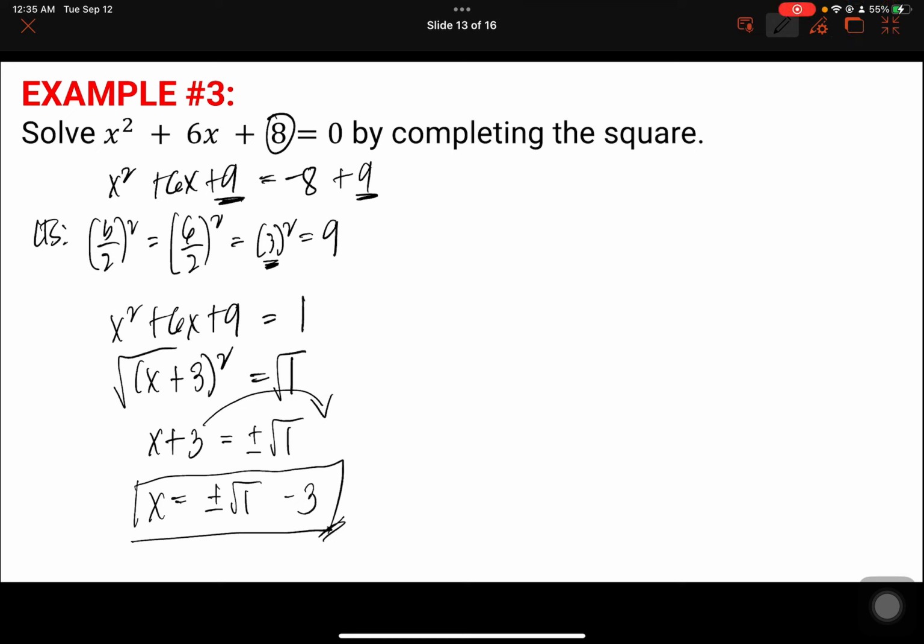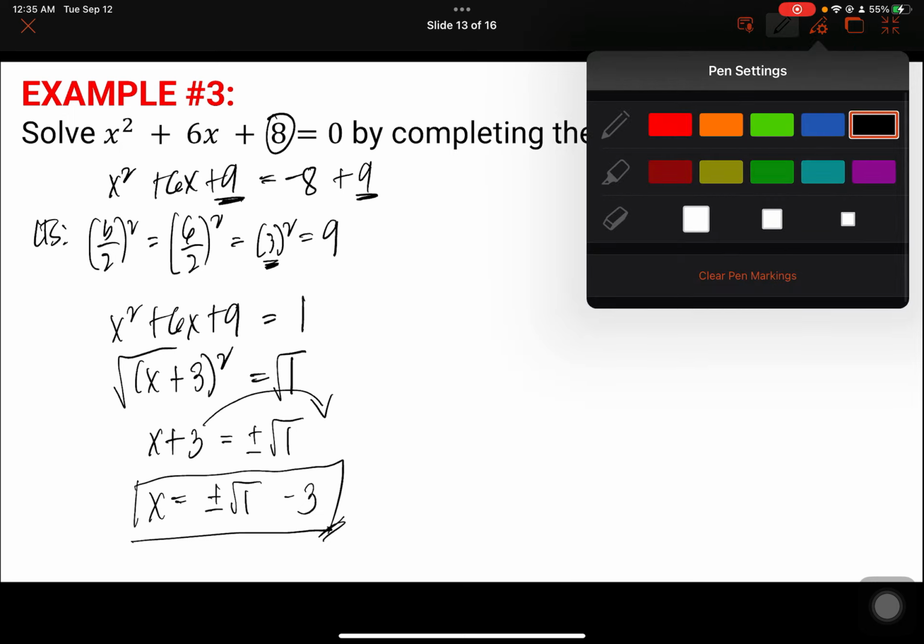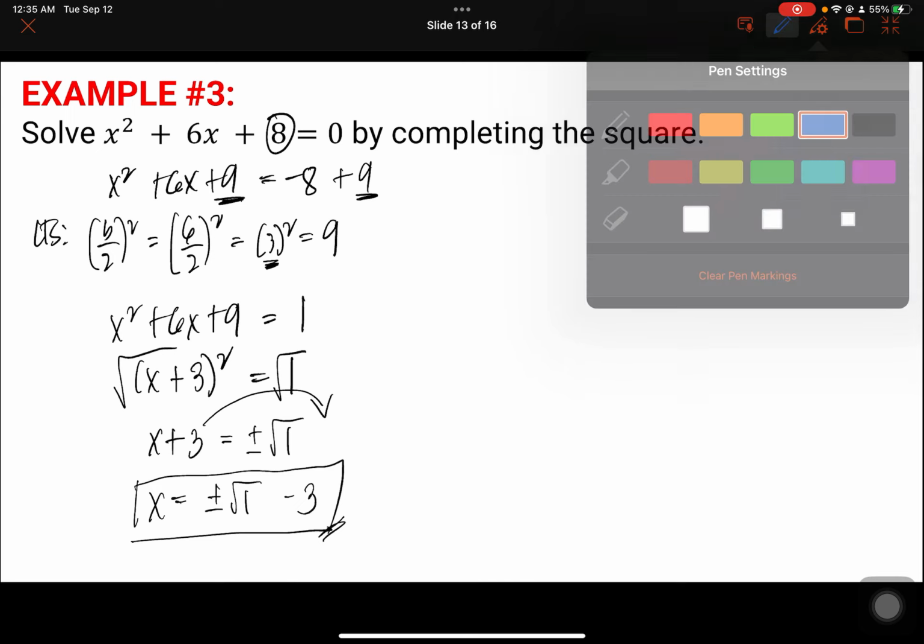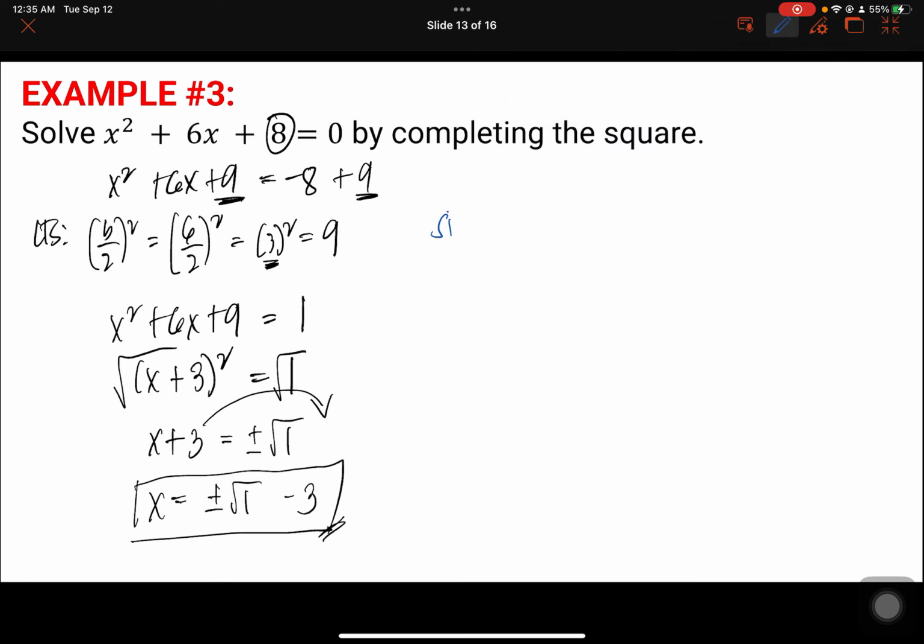Okay, let's continue our discussion about solving quadratic equation using completing the square. So in our previous problem, we're able to get x is equal to positive square root of negative 1 minus 3. So let's simplify it more. So simplification po ng ating sagot. So positive square root of 1 is equivalent to positive 1.